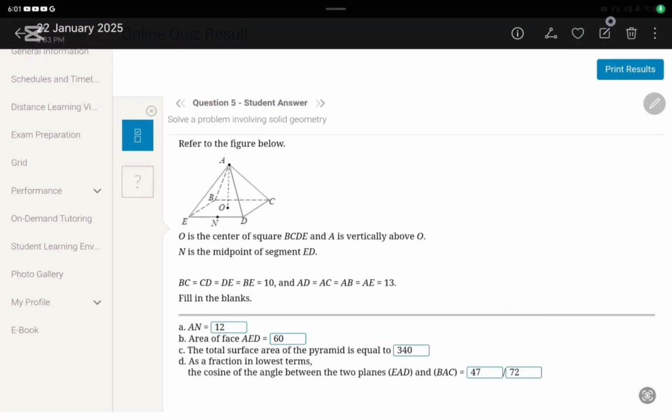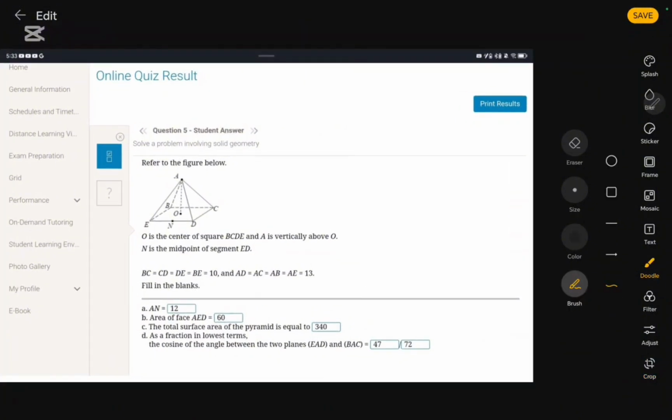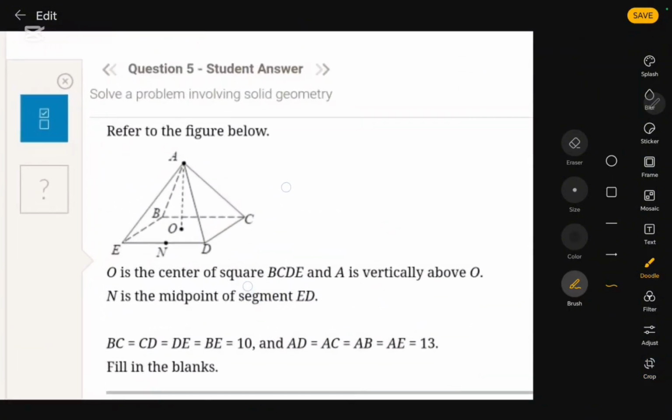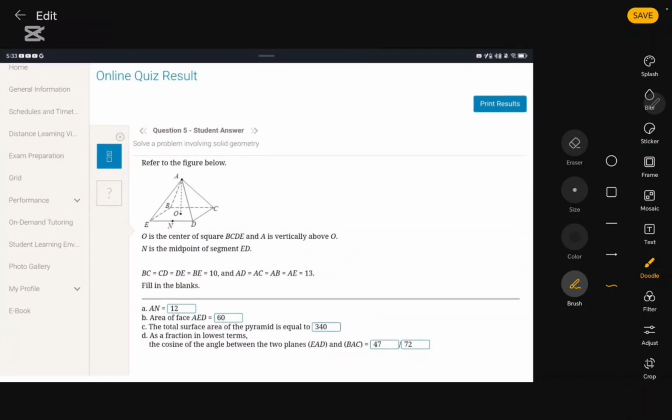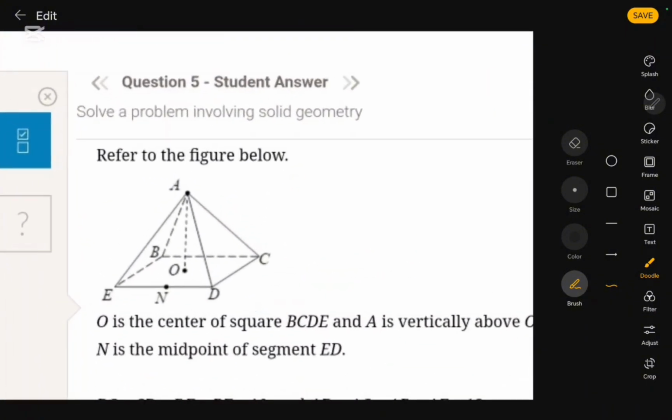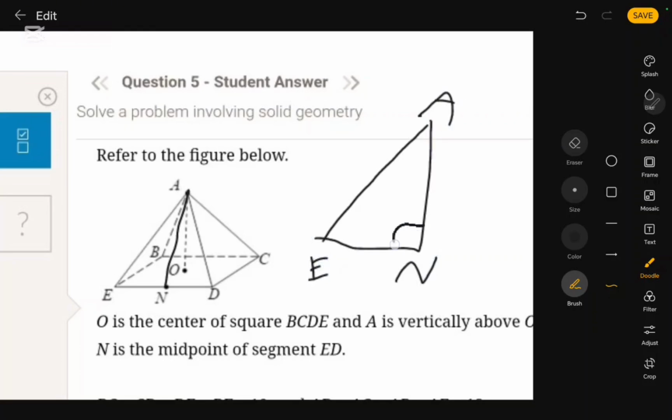Okay, for this question, we need to find AN. Okay, now first let's read it. O is the center of square BCDE, and A is vertically above O, and N is the midpoint of segment BC. Okay, so AN. To find AN, we're going to connect it right here. Now let's just redraw the triangle we have. This is A, E, N, right angle. We don't know AN, so we're going to keep it x.